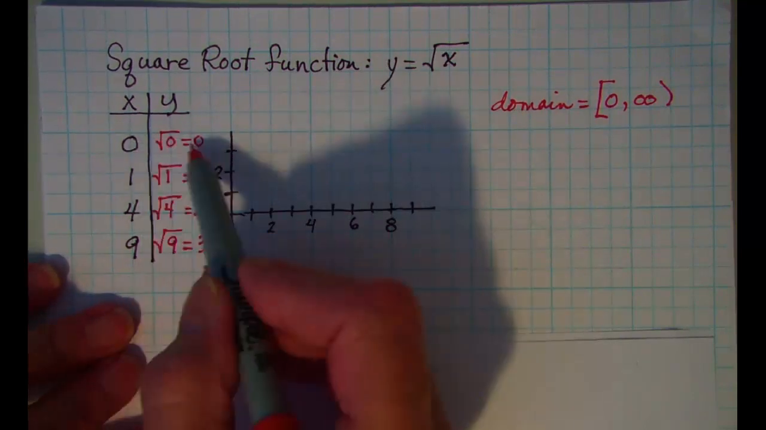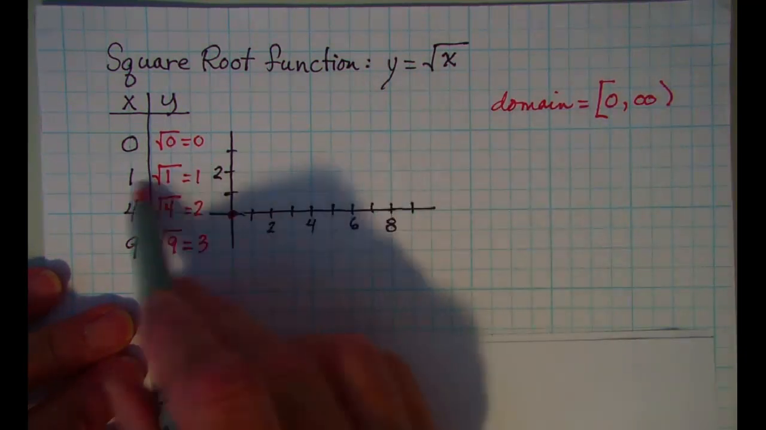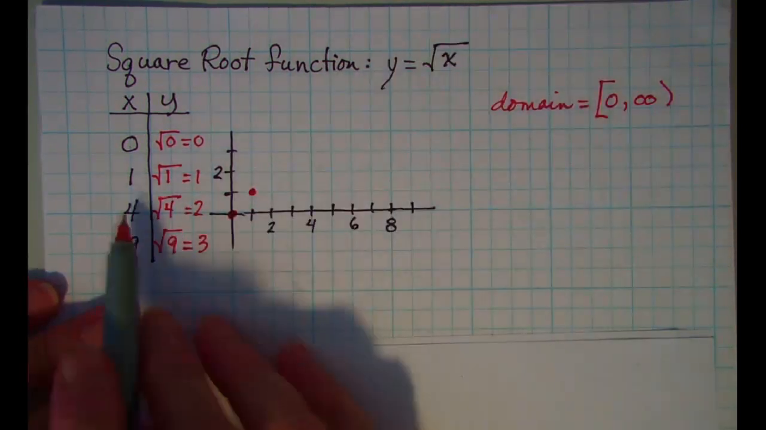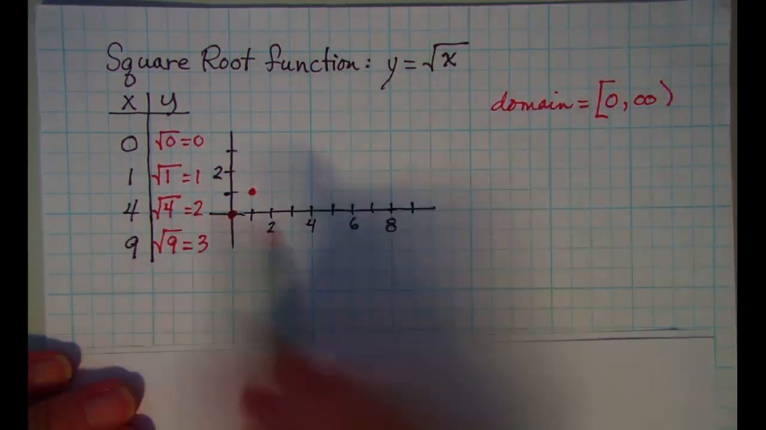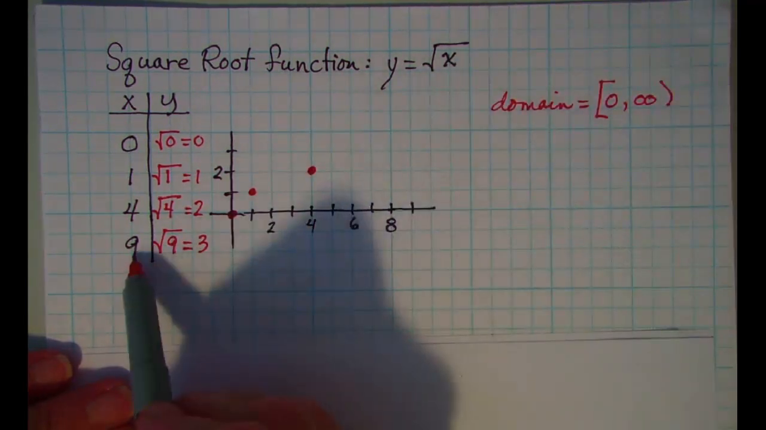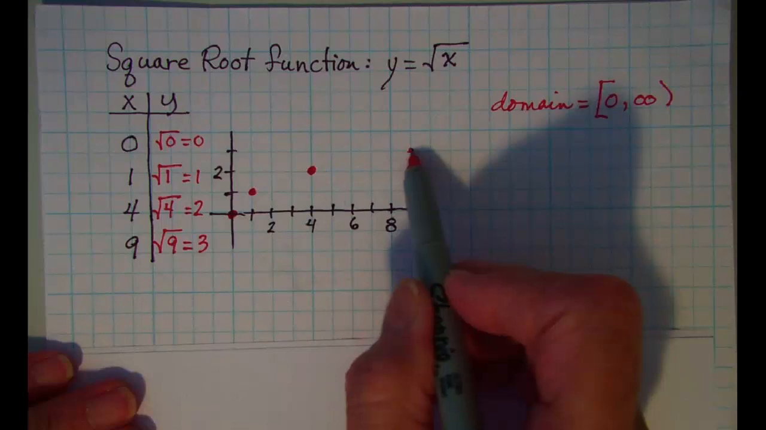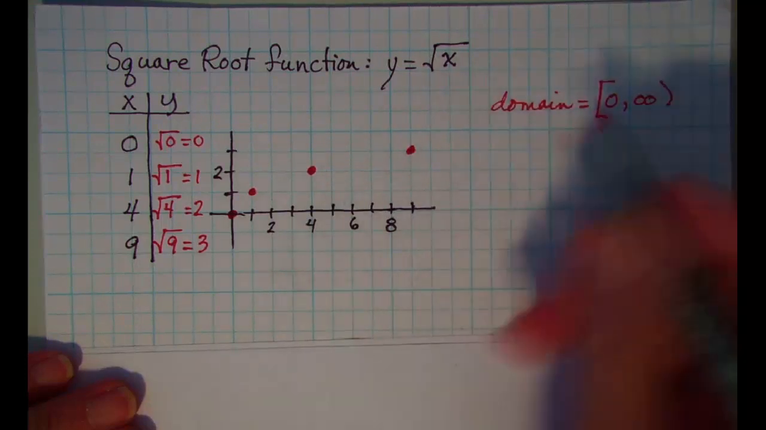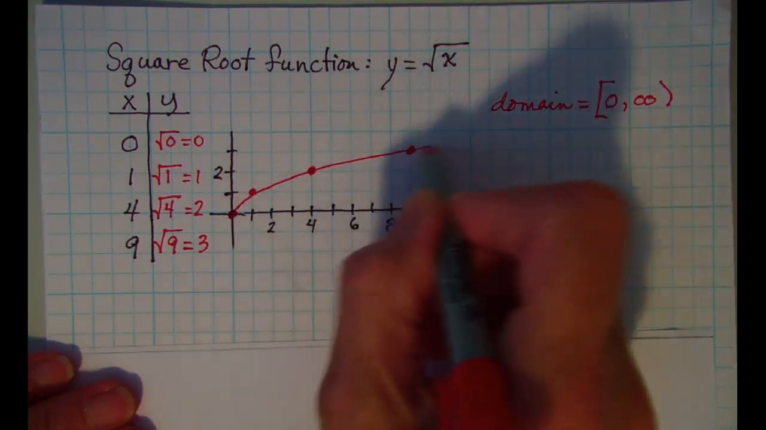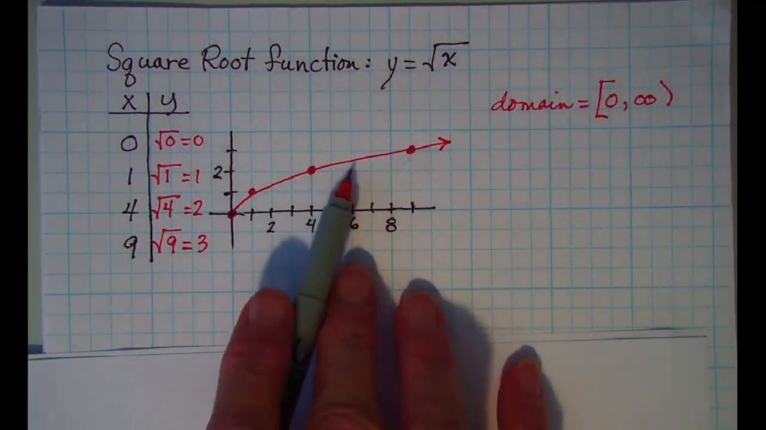So if I plot (0, 0), that's here at the origin, (1, 1), and then my next point is (4, 2), so right 4 and up 2, and then (9, 3), so right 9 and up 3. So my square root graph looks like this. Now you might recognize this as half of a parabola.